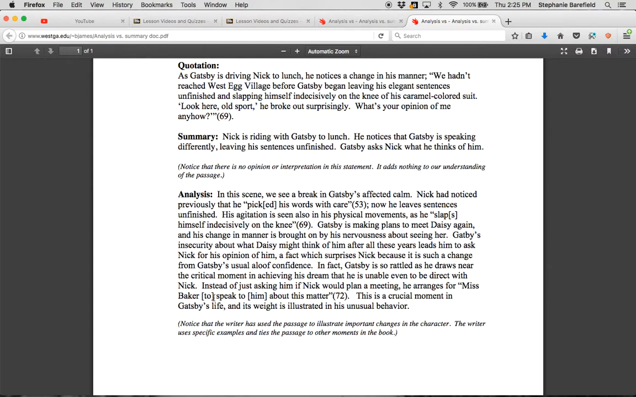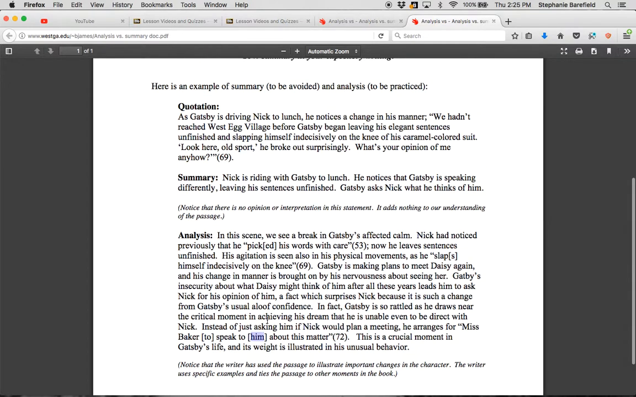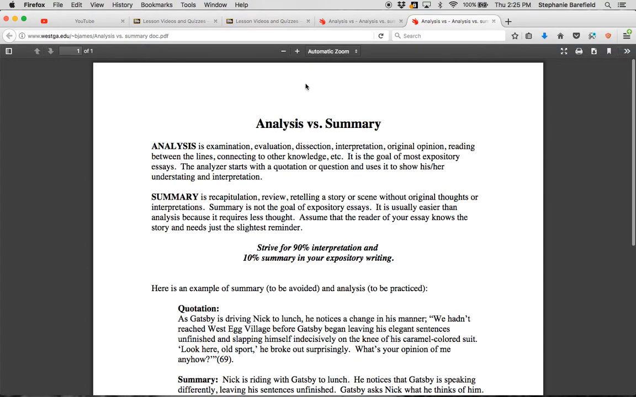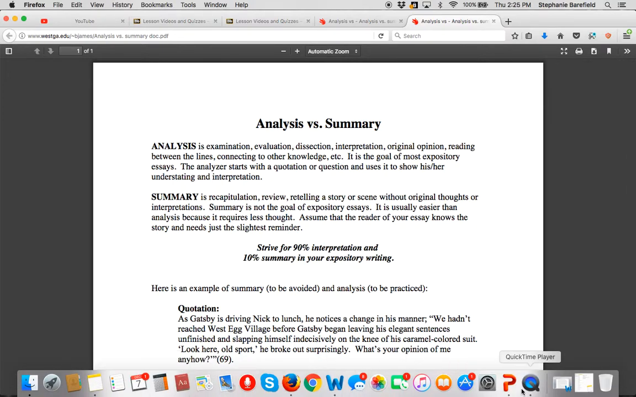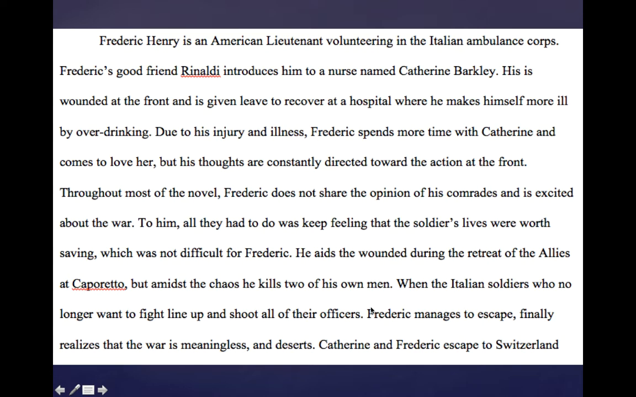You really only do that with short words like prepositions and pronouns and things like that. Okay, so after looking at that example, let's go back to the PowerPoint. I'll show you some of my examples.